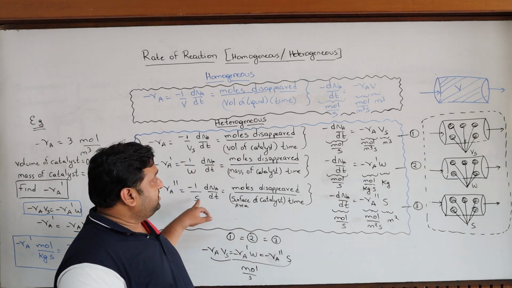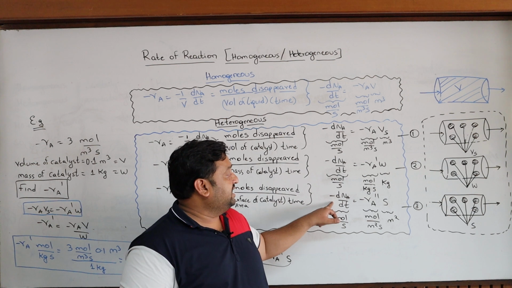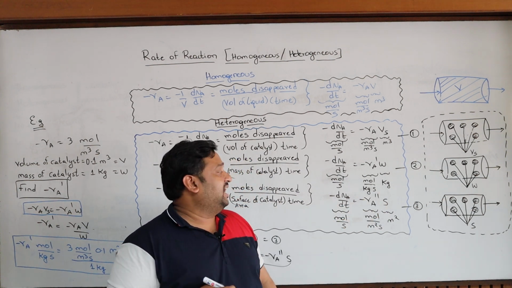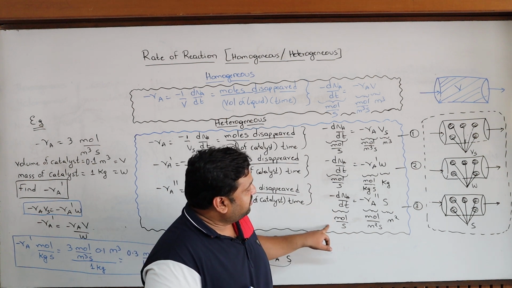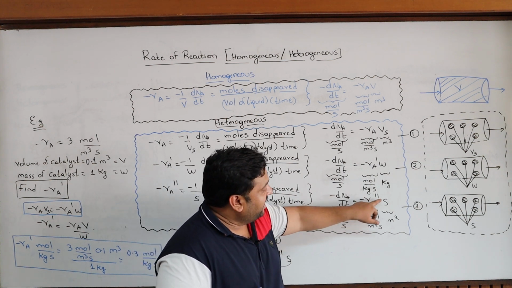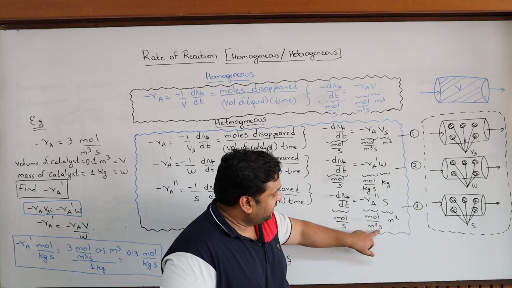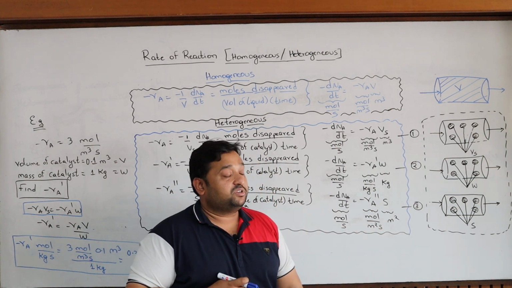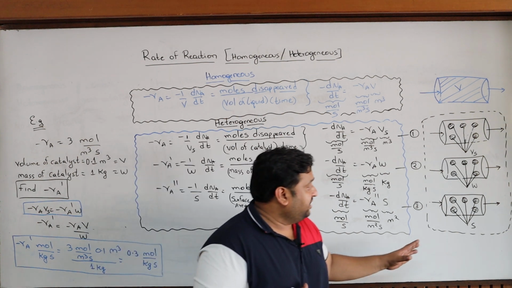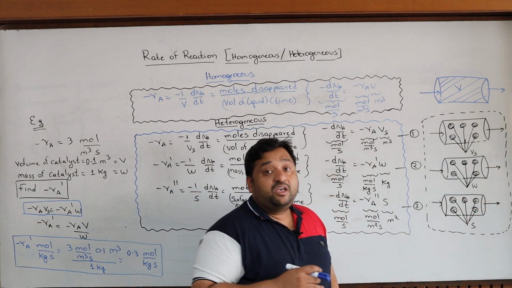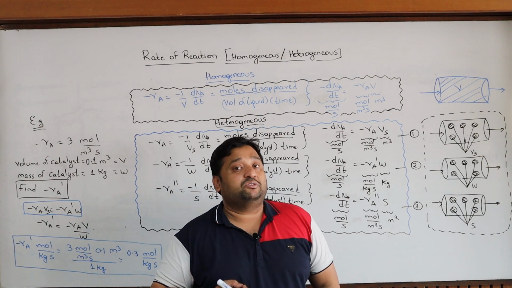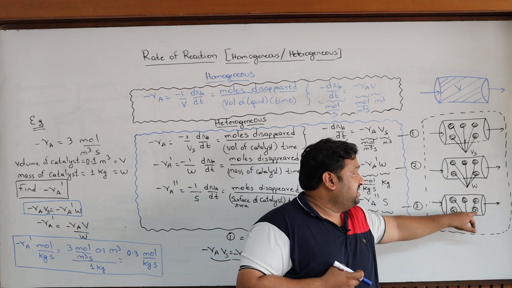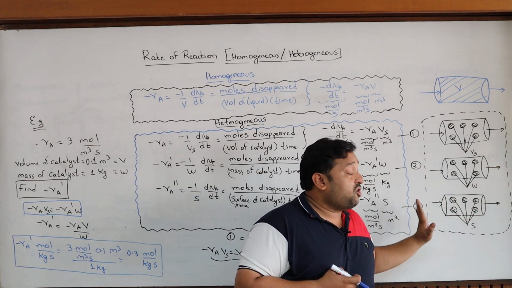If I rearrange this equation, minus dNA by dt is equal to minus Ra double dash into S, where S is the surface area of the catalyst. The left hand side is also moles per second. On the right hand side, Ra double dash means mole per meter square per second, into meter square. Meter square cancels out, and I get moles per second. Okay, that means whenever we are defining the rate with respect to surface area of the catalyst, you have to count the available surface area of all the catalyst, not the entire volume.